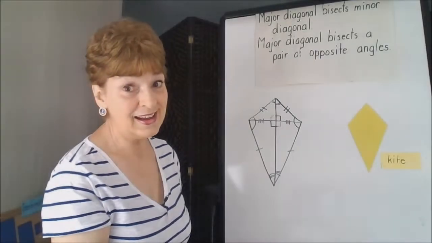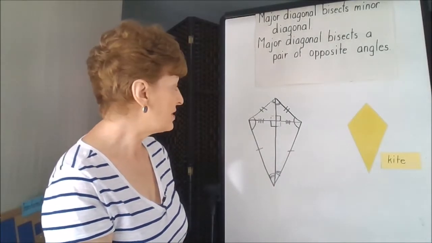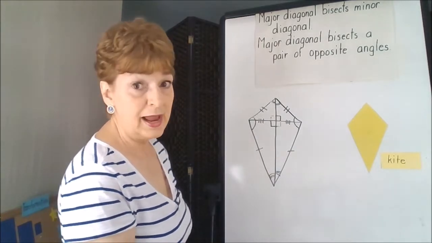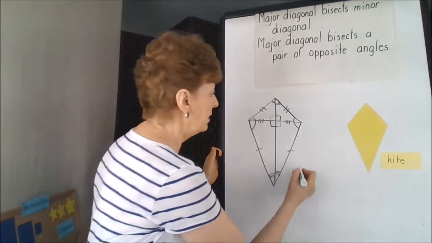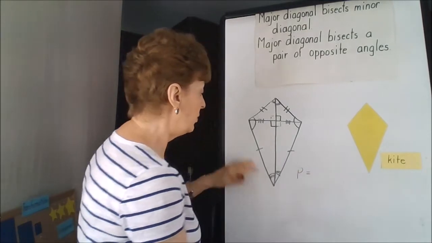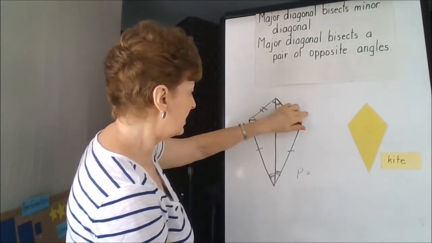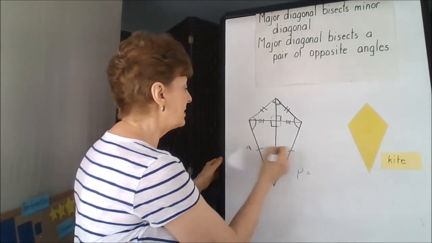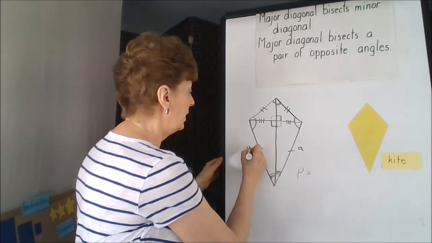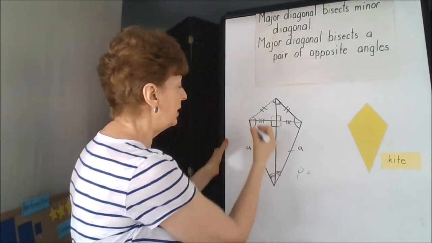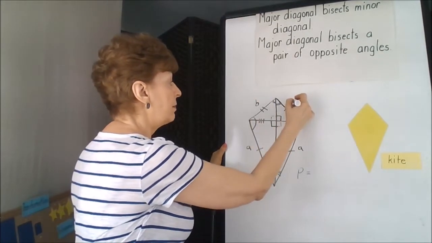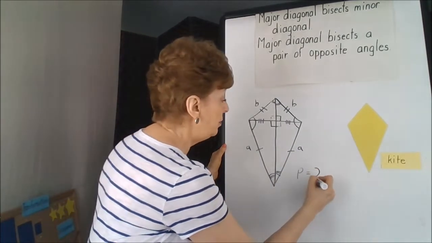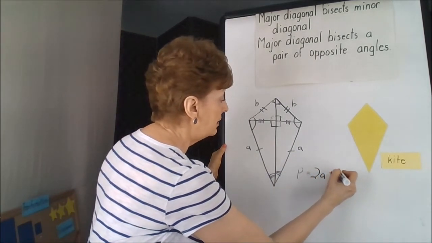There's a lot going on in this kite. Interesting setup. When we go to actually do perimeter and area of this kite, our perimeter is equal to all of the sides. We know these two sides are the same, so we could give them the same letter. And these two sides are congruent, we could give those the same letter. So our perimeter would be 2A plus 2B.